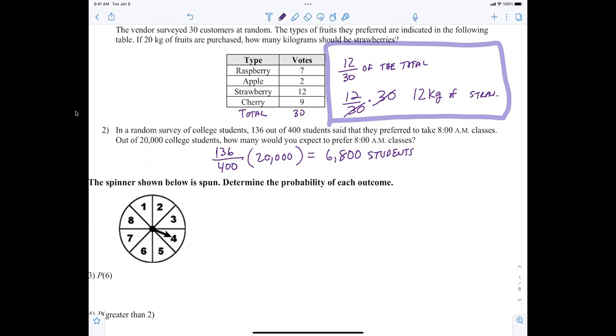That's the same exact thing, because literally that's what that fraction is. Do you agree with me? All right.